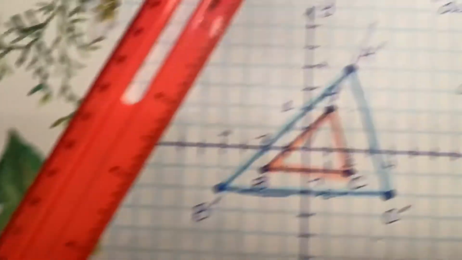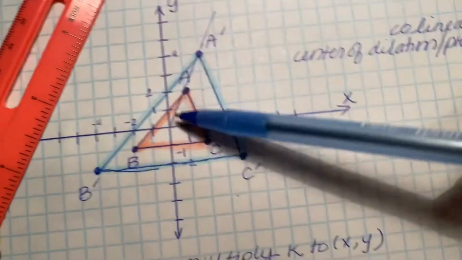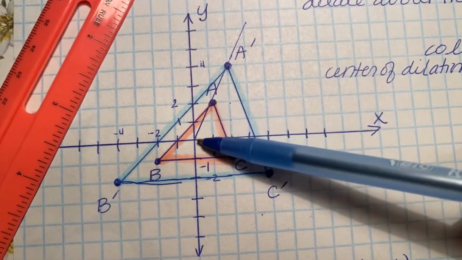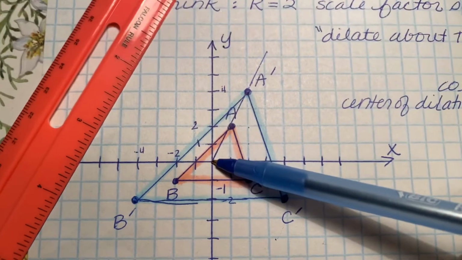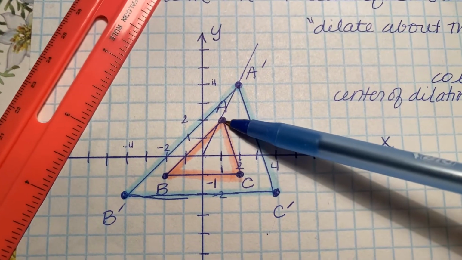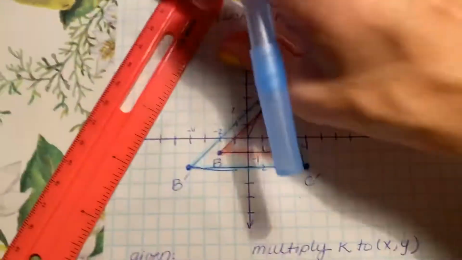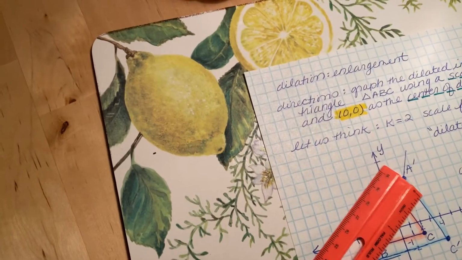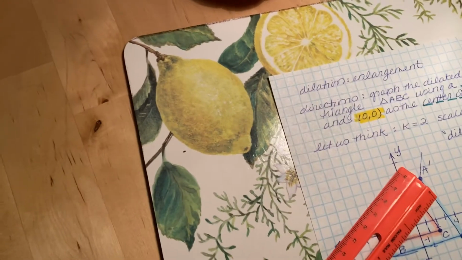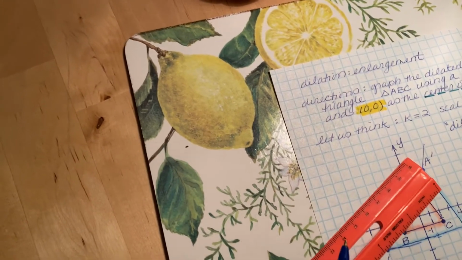Okay, so here is the line. Center (0, 0), the origin, pre-image, image: they are collinear. Okay, so now do that for B. So here's my center, here's B, and here's B prime.